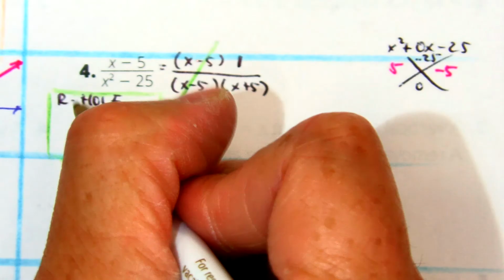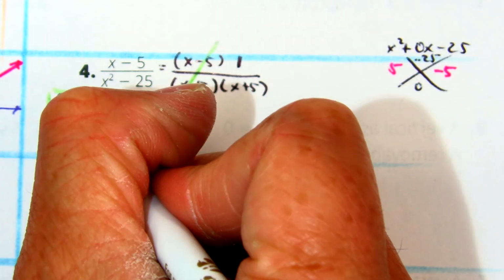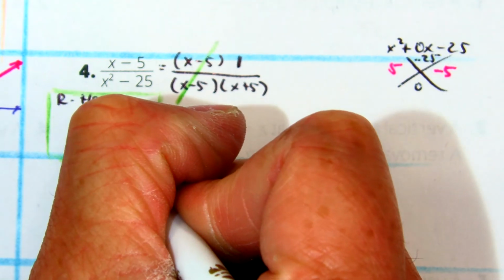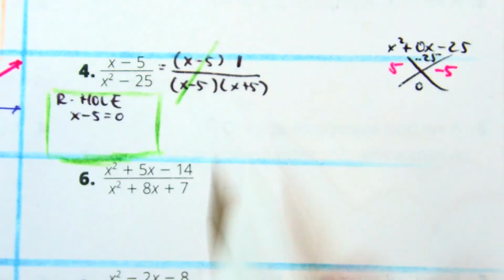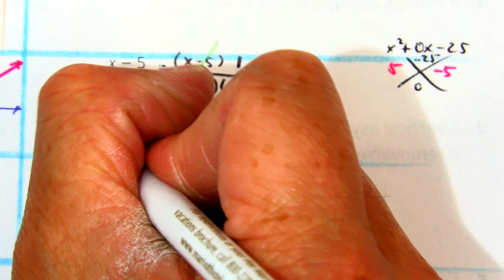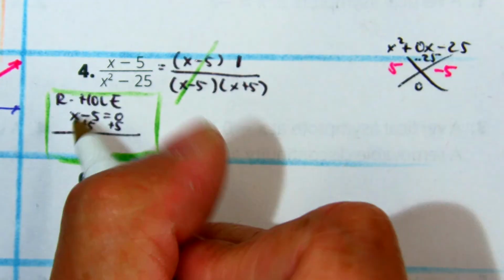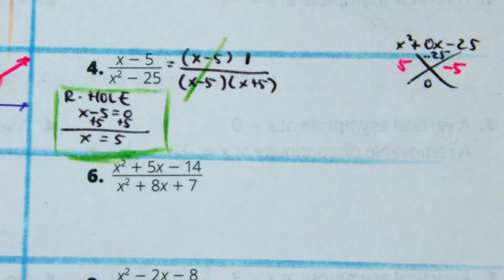So what am I going to write in this box here, Elizabeth? We're going to set it equal to 0. How do you solve that? And what do you get? So on the vertical line itself, where it intersects the graph, there's going to be a hole at 5.